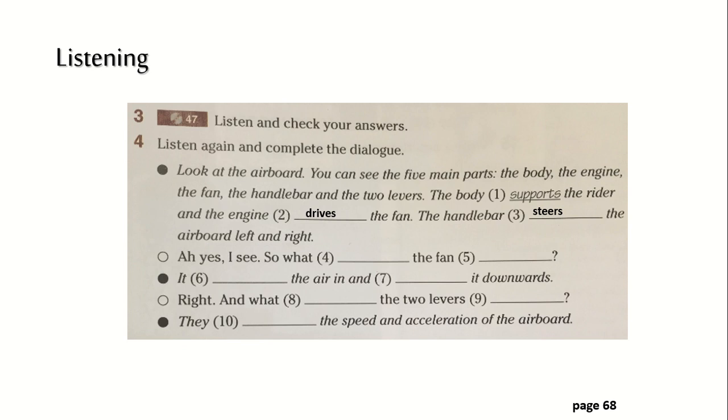Okay, now let's check the answers. The answer for number 4 is does. So what does the fan do? Very good. It pulls the air in and forces it downwards, right? And what do the 2 levers do? They control the speed and acceleration of the airboard.